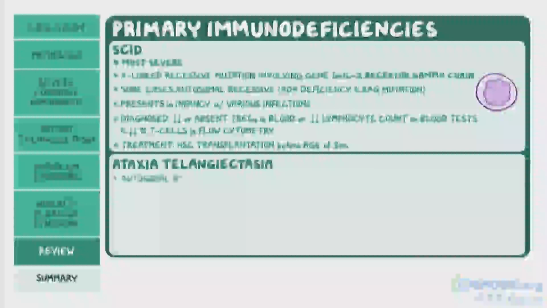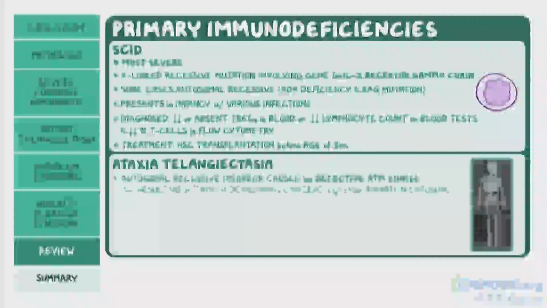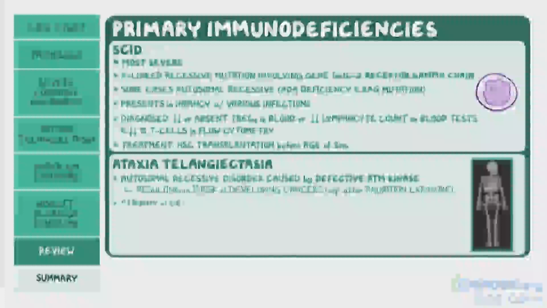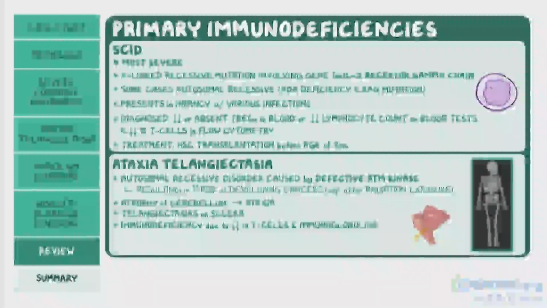Ataxia-telangiectasia is an autosomal recessive disorder caused by a defective ATM kinase, resulting in an increased risk of developing cancers, especially after radiation exposure, as well as atrophy of the cerebellum leading to ataxia, telangiectasias on the sclera of the eyes, and immunodeficiency due to a decrease in T cells and immunoglobulins, which shows on laboratory tests. There's no cure for ataxia-telangiectasia, so treatment is aimed at managing symptoms and complications.